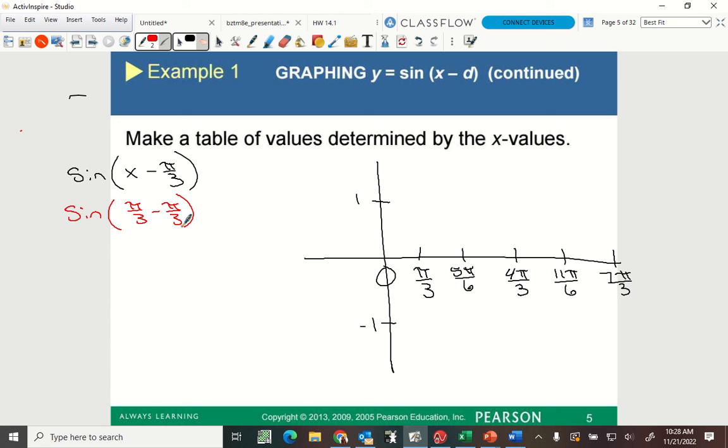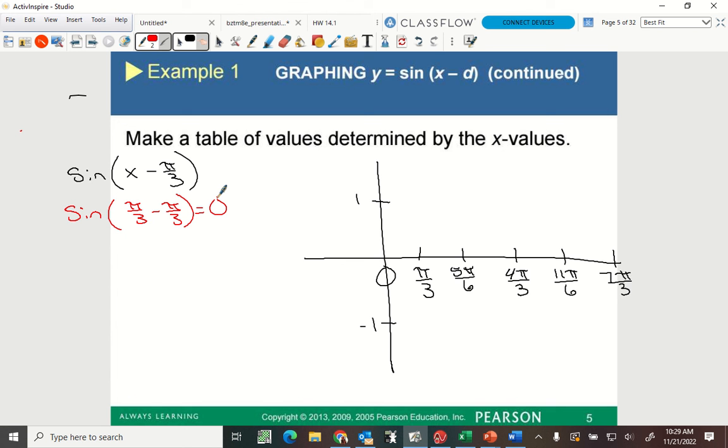Yes. Okay, so pi over 3 minus pi over 3 is 0, right? So on the unit circle, you put your finger at 0. And we're looking for sine. Sine is which value? Y. The y value at 0 is 0. Okay? So I know your y value is all the way on the right-hand side, right? All the way to the right-hand side.